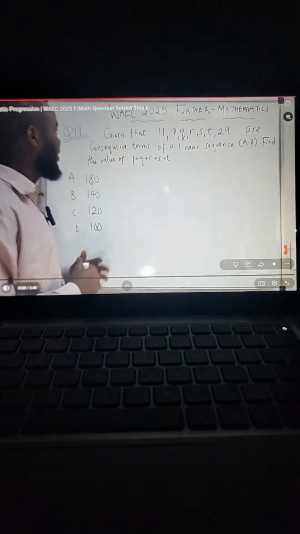11. It says, given that 11, P, Q, R, S, T, and 29 are consecutive terms of the linear sequence, that is the arithmetic progression, find the value of P plus R plus S plus T. How do you do this? This is an arithmetic progression problem.